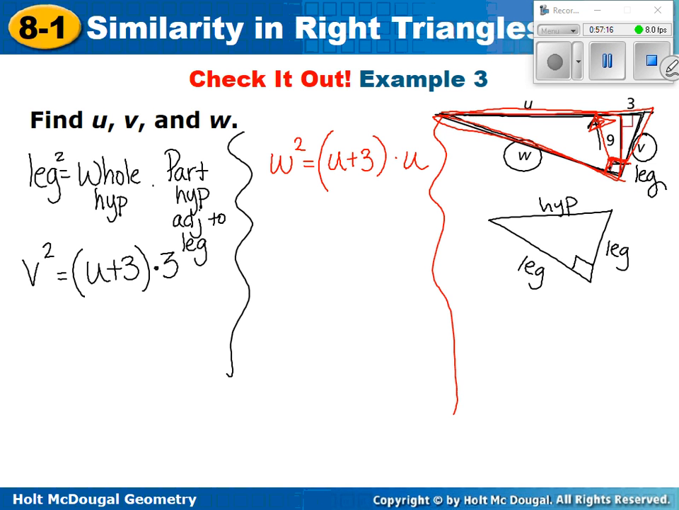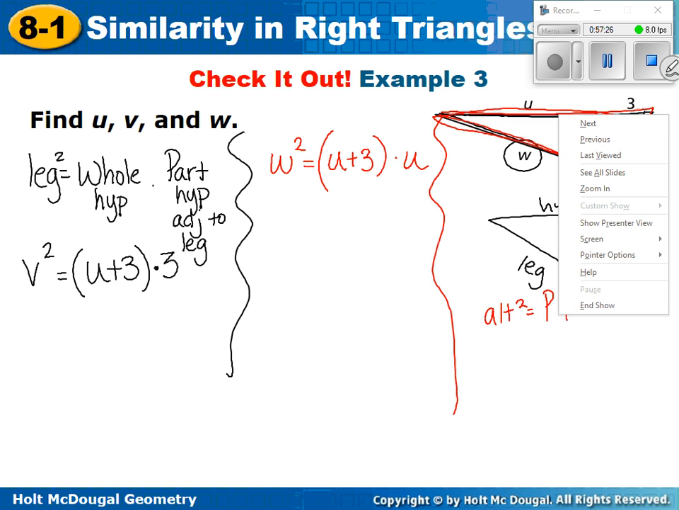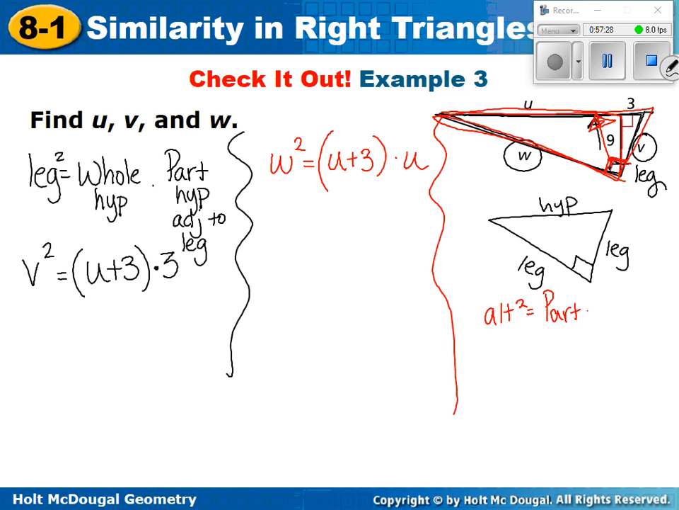So instead, what's our second shortcut that we haven't used yet? Altitude squared equals part times the other part. So part times part, and we're talking about the part of the hypotenuse. All right, what's the altitude in the picture? 9. So 9 squared equals, what is one part of the hypotenuse? 3. What's the other part of the hypotenuse? U. All right, now we finally have something we can solve.